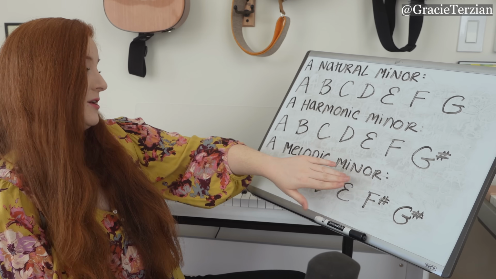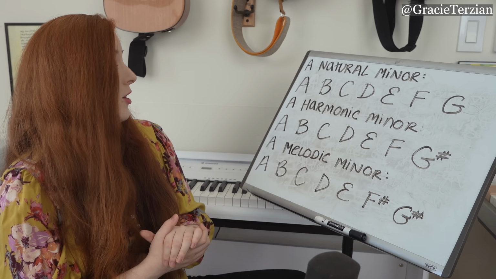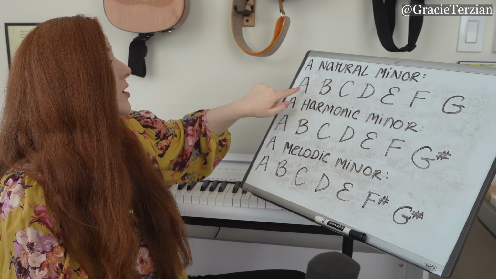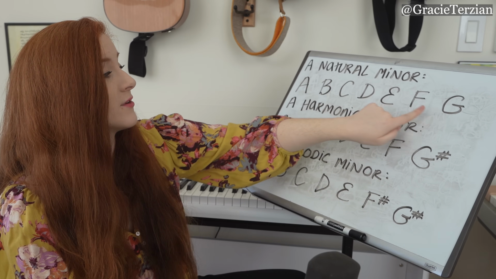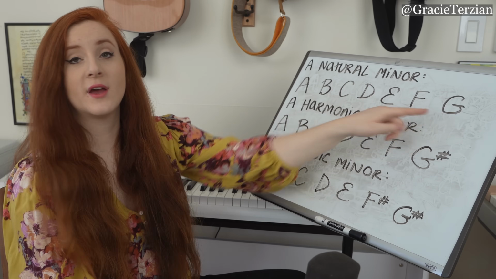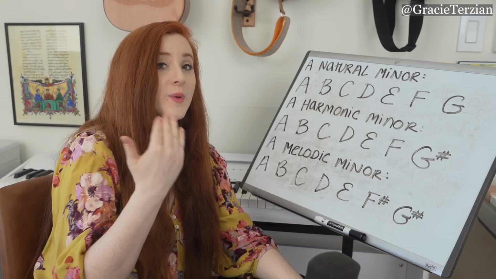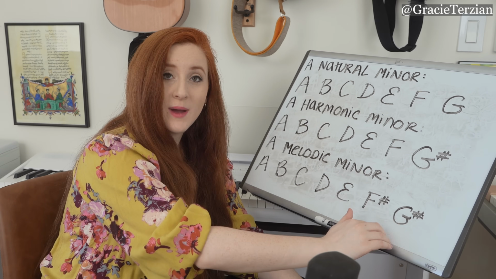Now the melodic minor scale has a raised sixth and seventh. Okay, so what are the 6th and 7th notes in the natural minor scale? 1, 2, 3, 4, 5, 6, 7. So 6 and 7, F and G. So if we take F and we take G and we raise them both up 1/2 step, we get F sharp and G sharp. See, F sharp, G sharp. And that is what we have in the melodic minor scale.